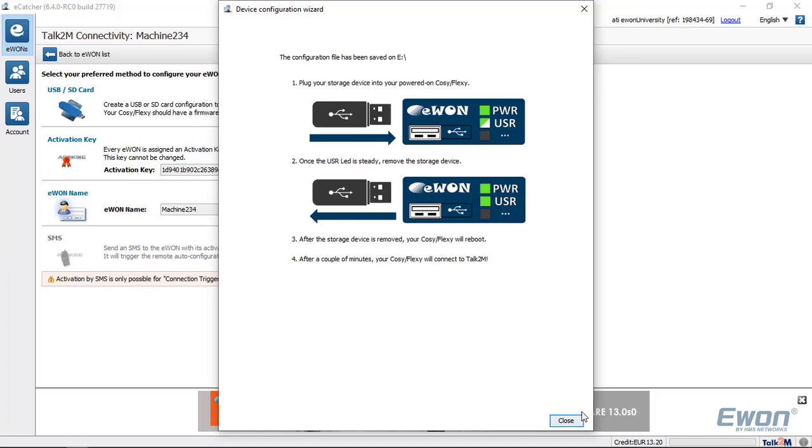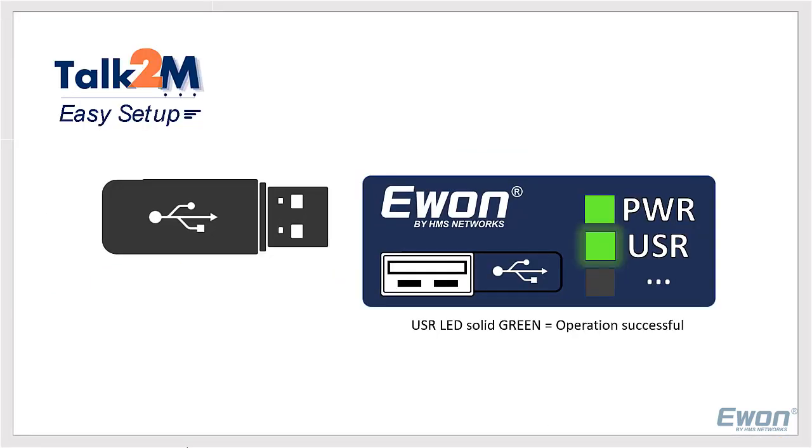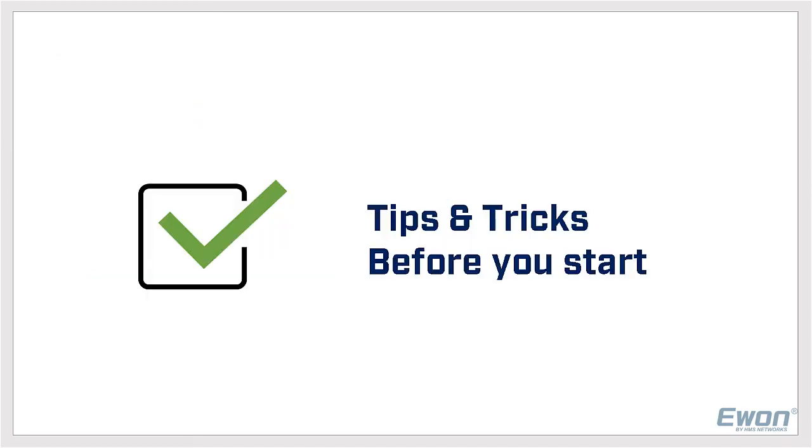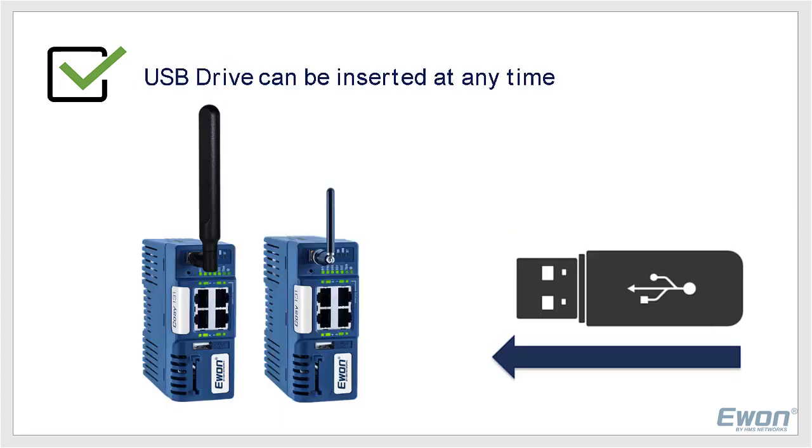Remove the drive from your PC and insert it into the USB port on your Cozy. After a few seconds, the Cozy will indicate it has processed the files on the USB drive. When the drive is removed, the Cozy will reboot and apply the new configuration. Before inserting the USB drive, be sure that you have installed the SIM card in your Cozy. The SIM card must be installed while the Cozy is powered off. The USB drive can be inserted at any time.